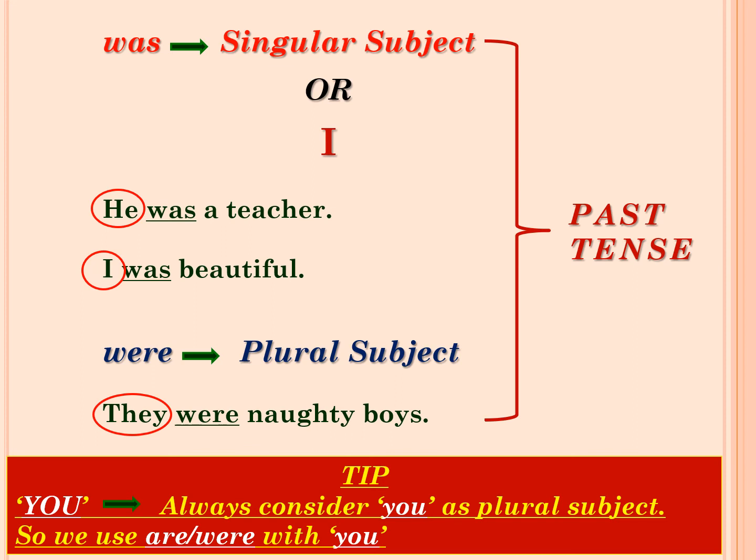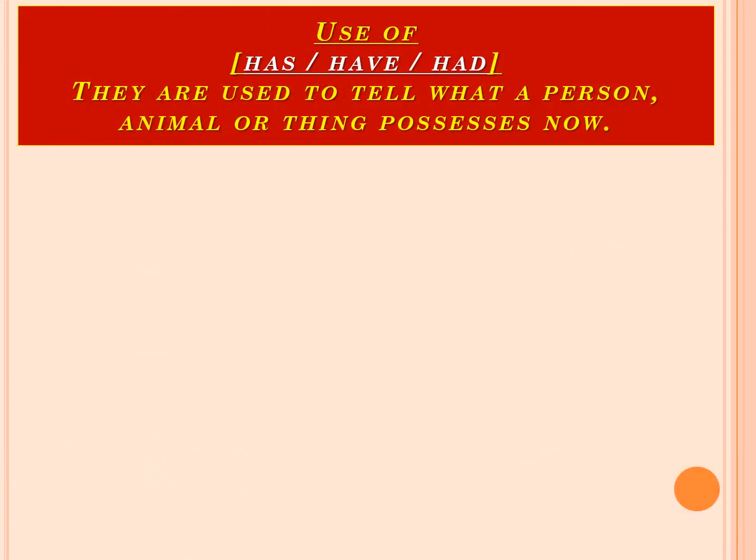Always remember, if the subject given to you is "you," it is always considered a plural subject. So, whenever the subject given to you is "you," we will only use are or were with it. Verbs are used to show what a person, animal or thing possesses, and for that we use has, have or had. Let us see where they all are used.